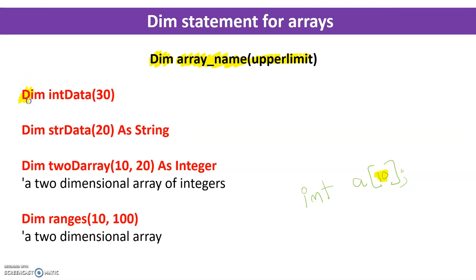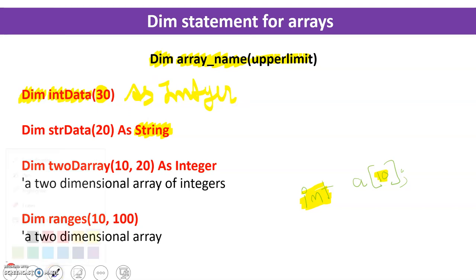First example is Dim, then the name of the array, intData, and the limit. It's an upper limit, meaning up to 30 elements you can store. Another way is that you can also specify the data type, just like this. This is Integer, so Integer or String or anything else. This way you can also write it over here as Integer. So this is about the simple array or the one-dimensional array.